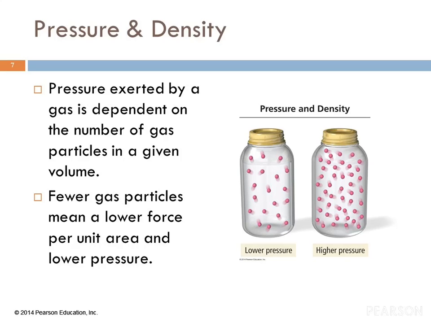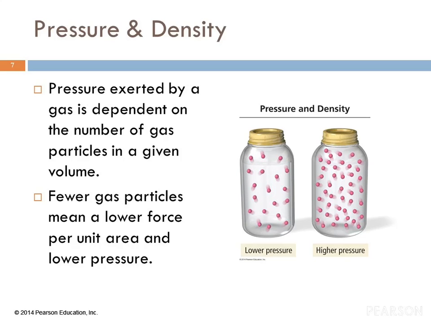Pressure and density are related for gases. The pressure exerted by a gas depends on the number of particles in a given volume. Fewer gas particles mean lower force per unit area and lower pressure. If we look at these two jars and think about these little gas molecules, they're zinging around, running into each other, and bumping into the walls. There are fewer particles here. We're going to have lower pressure.